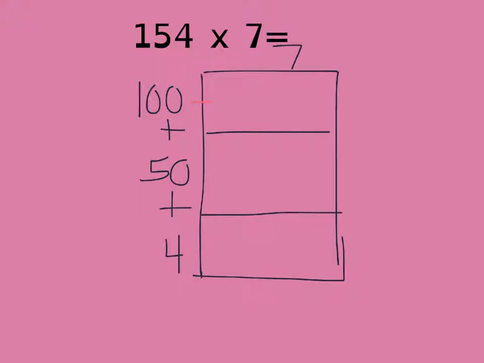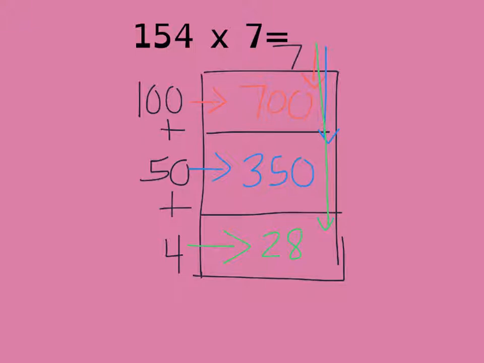So here in this first box, we'll multiply 100 times 7, which is 700. And then 50 times 7, which is 350. And 4 times 7, which is 28.